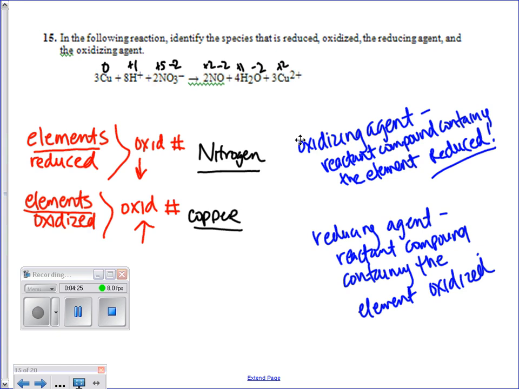So with that being said, oxidizing agent, what compound on the reactant side contains the element reduced? We know nitrogen's reduced, so what's the whole thing? The whole thing. What's that called? Nitrate. That is the agent. Okay? The reducing agent is the whole reactant compound containing the element oxidized. Well, if it's only an element, it's only an element, so the answer is copper. But I do expect to see the entire reactant compound on your test. Okay? You can turn the fan on if you want. Good? Moving on.